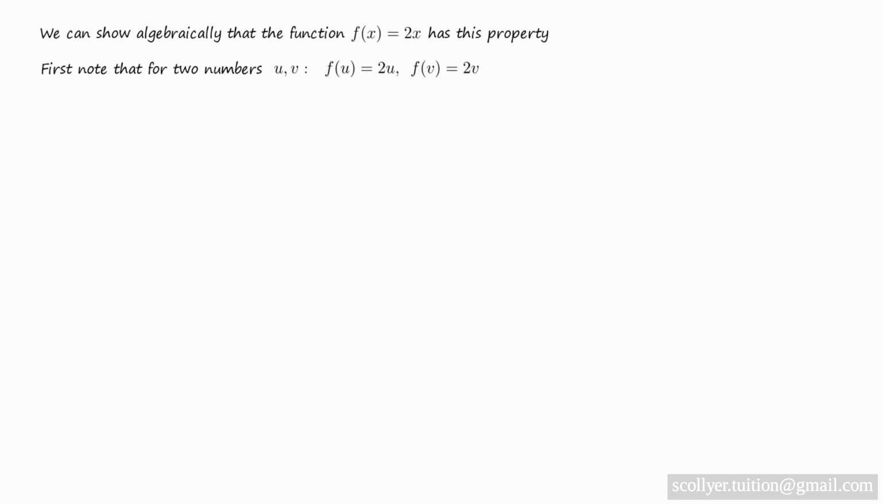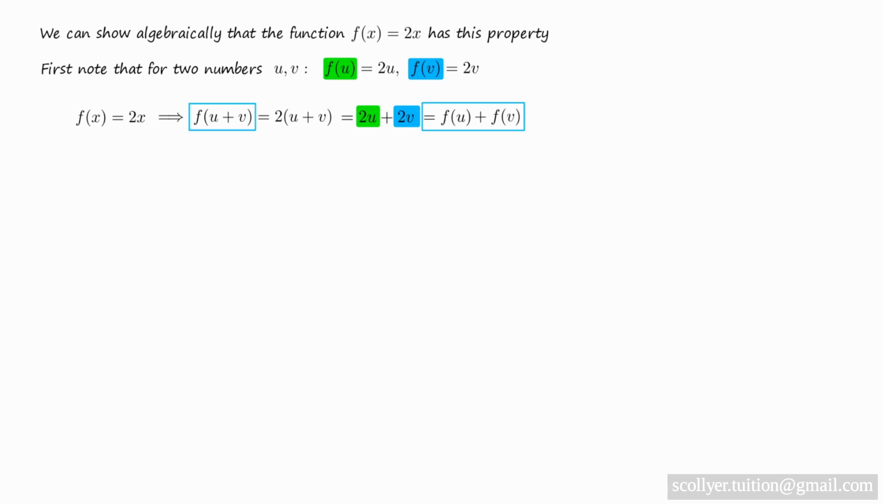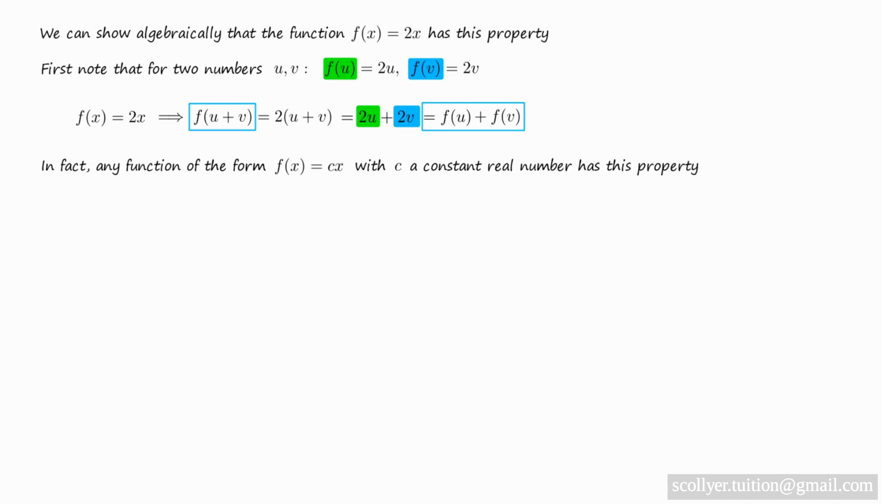So we first note that for two numbers u and v, f of u equals 2u, f of v equals 2v. And so since f of x equals 2x, then f of u plus v equals 2 times u plus v, which equals 2u plus 2v. 2u equals f of u, 2v equals f of v. So for this function, f of x equals 2x, f of u plus v equals f of u plus f of v. And in fact, any function of the form f of x equals cx has this property.